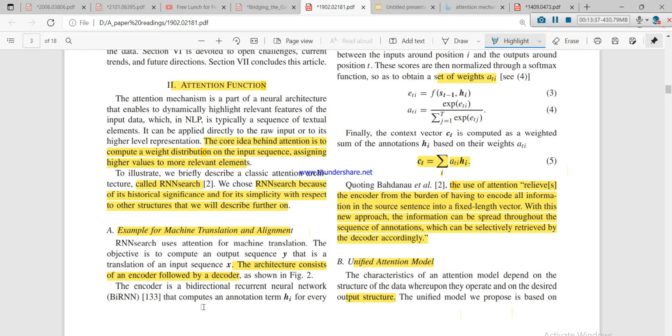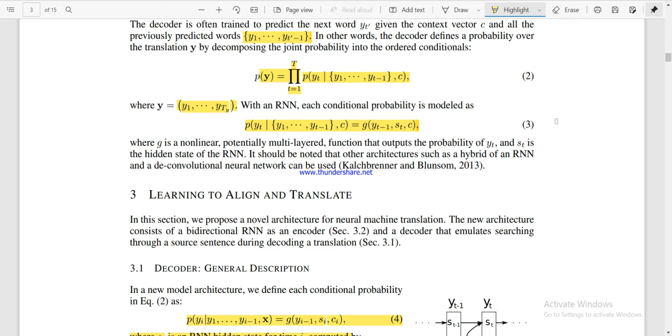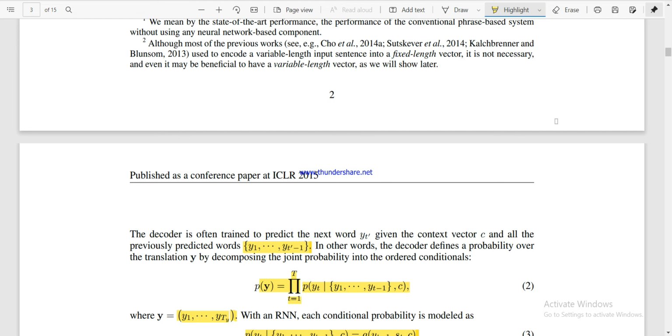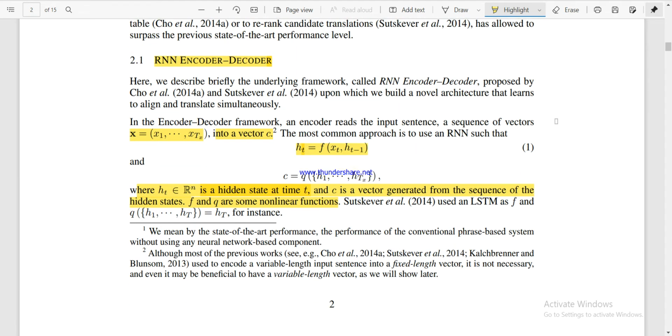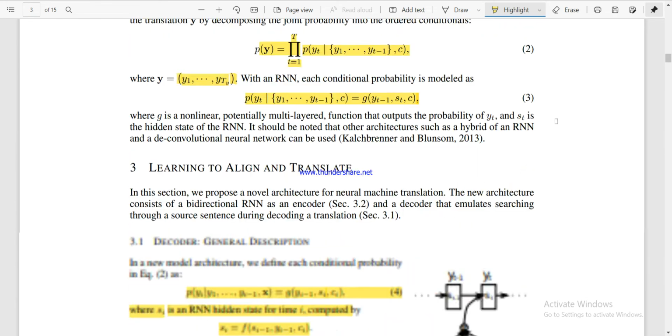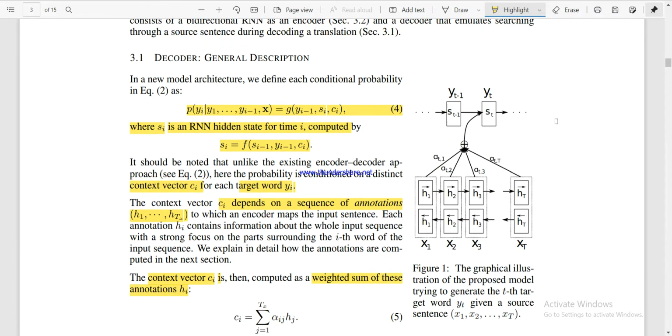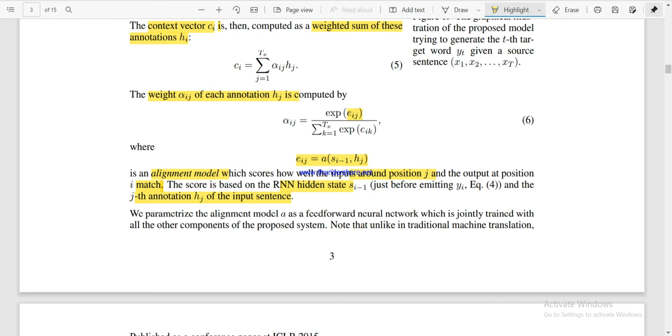Okay, so here the first thing is attention, because the main thing is the attention function. Here the attention mechanism is, for the first example, machine translation alignment. The complete theory is taken from this paper only, and the RNN encoder-decoder and learning phrase representations for translation. So this is taken from this place only.